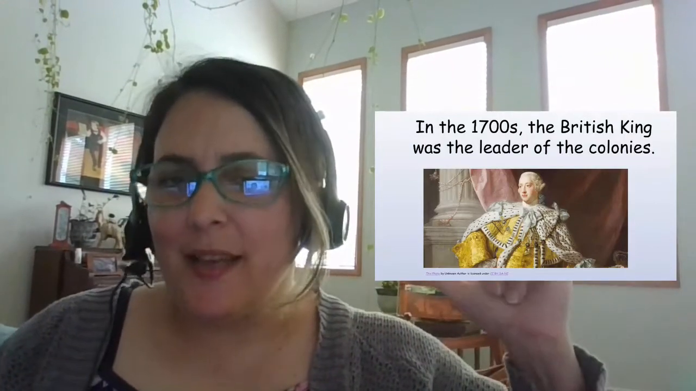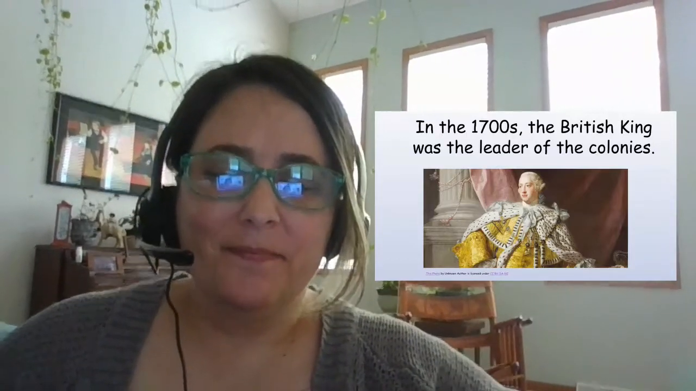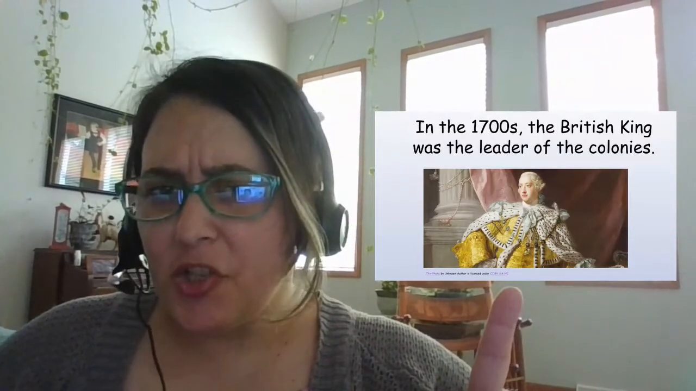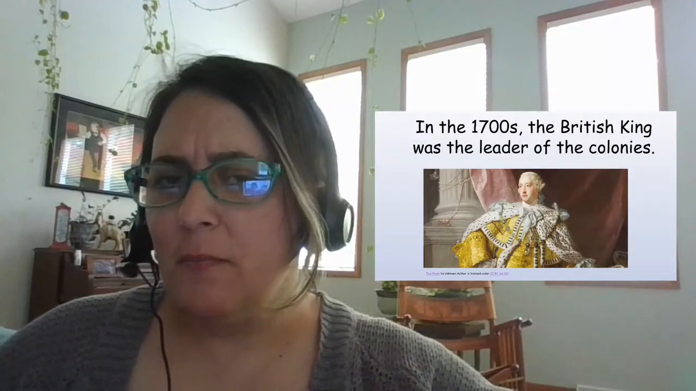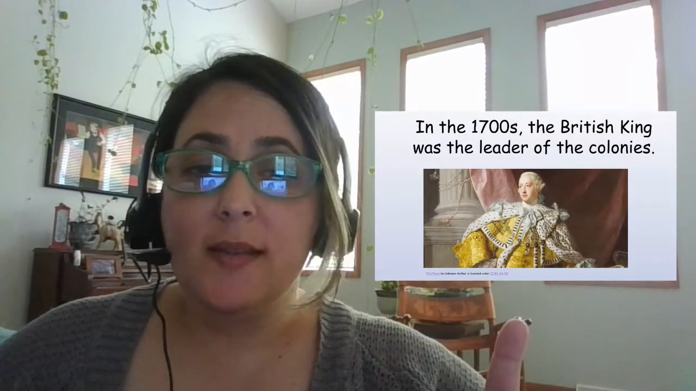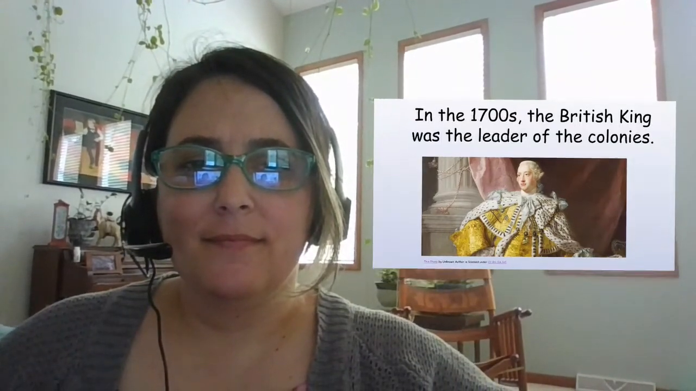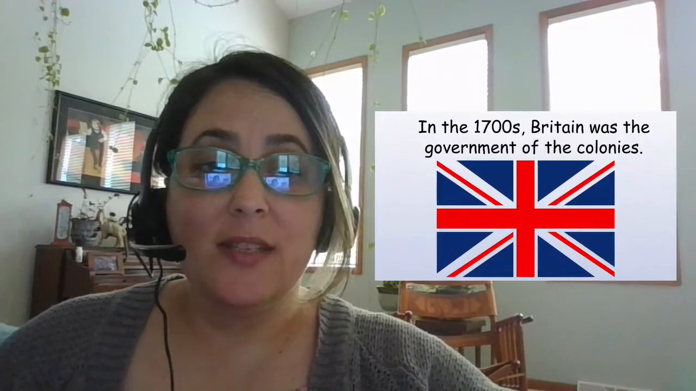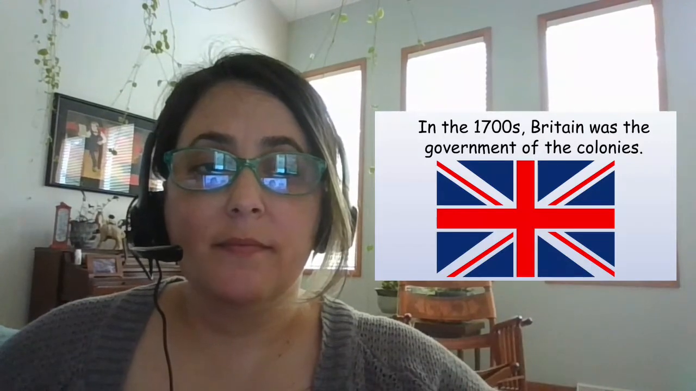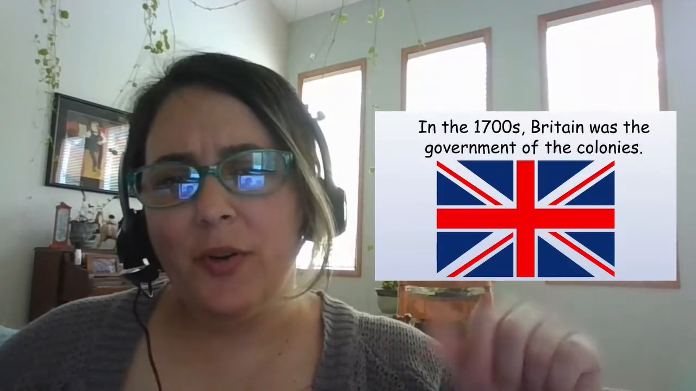No president in the 1700s. In the 1700s, they had a king, the King of England. We say British king. British means from England. The British king was the leader of the colonies. In the 1700s, Britain was the government of the colonies. Now we say England before Britain.